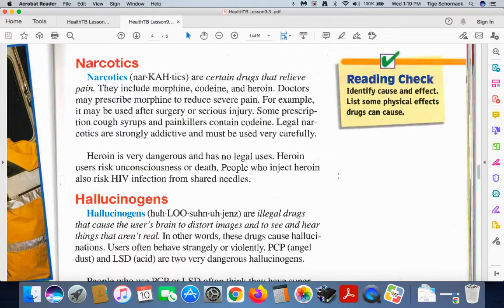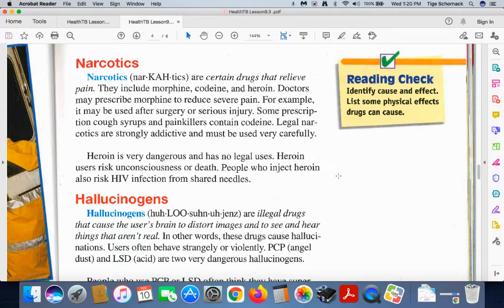Narcotics are certain drugs that relieve pain. They include morphine, codeine, heroin. Doctors may prescribe morphine to reduce severe pain. For example, it may be used after surgery or serious injury. Some prescriptions, cough syrup, and painkillers contain codeine. Legal narcotics are strongly addictive and must be used very carefully.